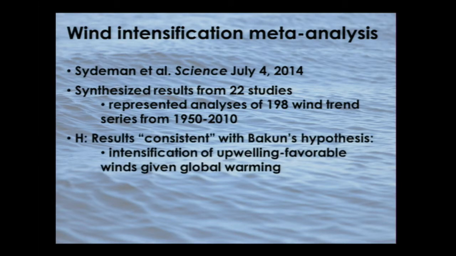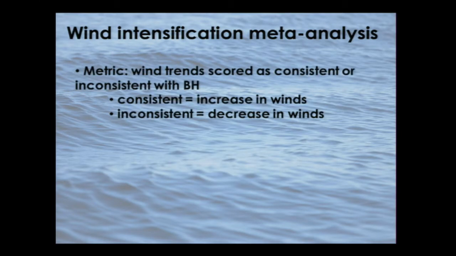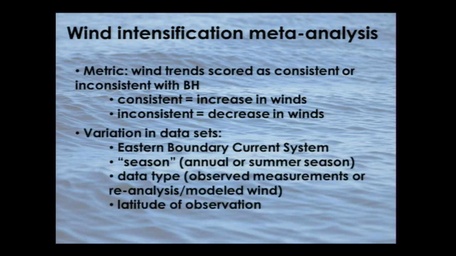Our hypothesis was that the results would be consistent with Bakun's hypothesis, meaning that there would be intensification of upwelling favorable winds given global warming. We scored wind trends from everybody else's studies as consistent or inconsistent with the Bakun hypothesis, meaning that if the results were consistent with the hypothesis, then that would lead to an increase in winds, whereas inconsistent with the hypothesis means that they found a decrease in winds.